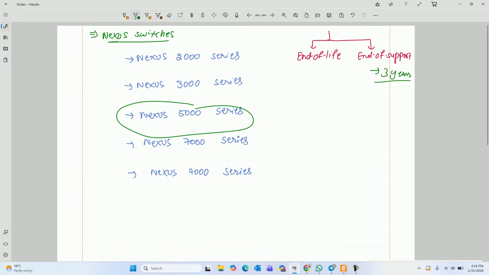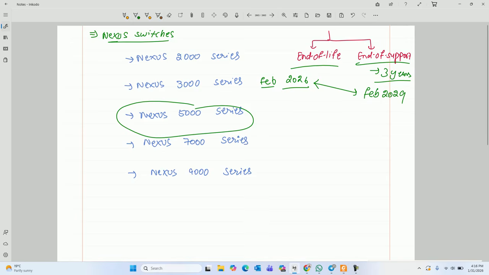After 3 years, we will not be giving you support as well. So you can't purchase new. Let's say from 2026, you will not be able to order new Nexus 5000 series, and in Feb 2029 your switches will also be end of support. So for this 3 years of period, we will be giving you support, but after that support will not be given. So you can plan your network accordingly.